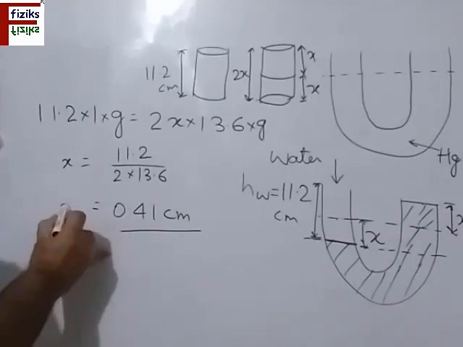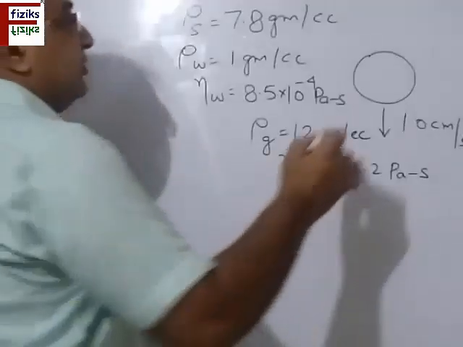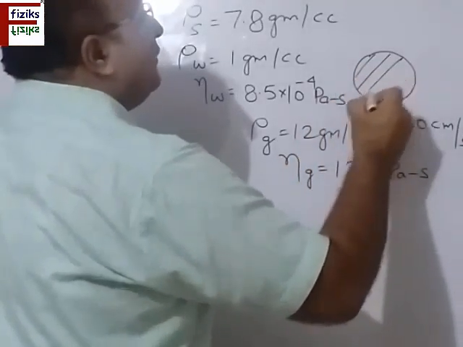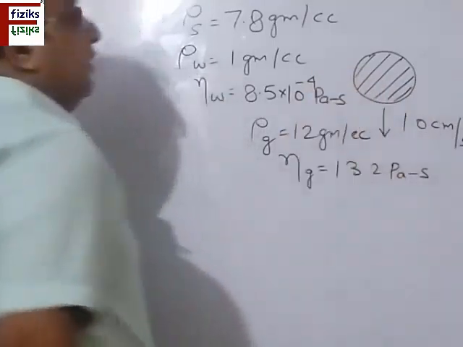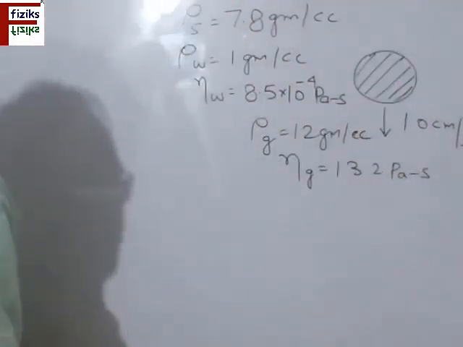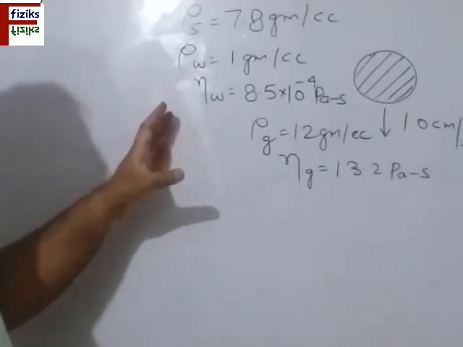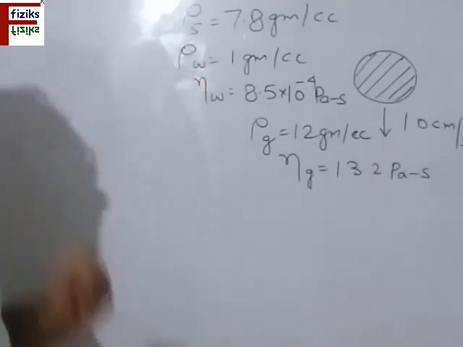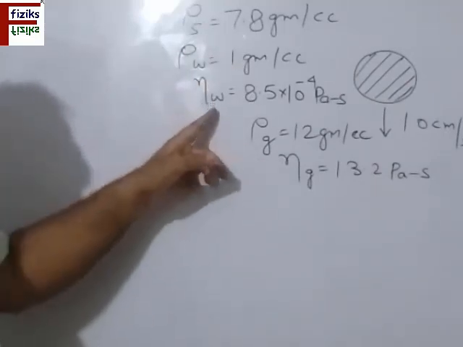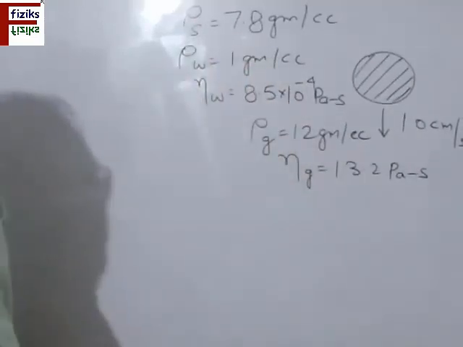0.41 centimeter. This is the answer. So note it down, please. This question: this is a ball of steel which is having a density of 7.8 gram per centimeter cube, and this is falling inside water which is having a density of 1 gram per centimeter cube. The viscosity of water, this is dynamic viscosity, 8.5 into 10 to the power minus 4 Pascal second.